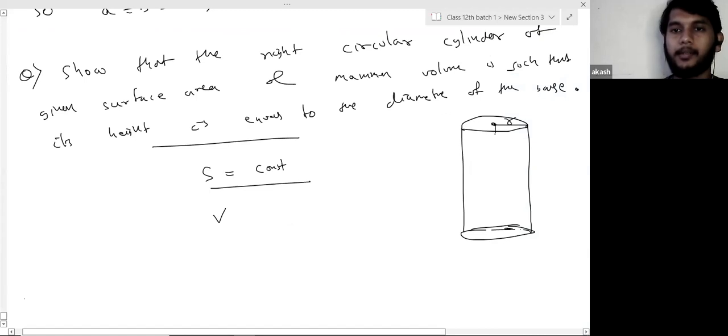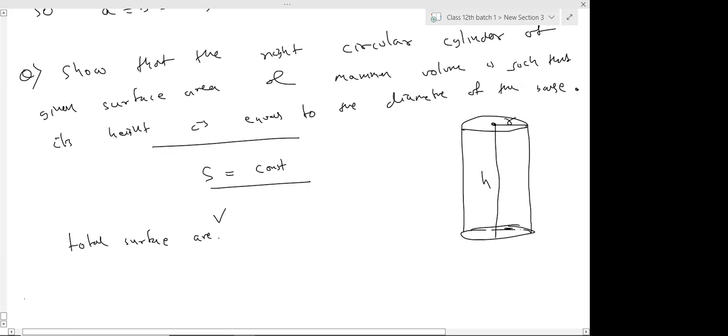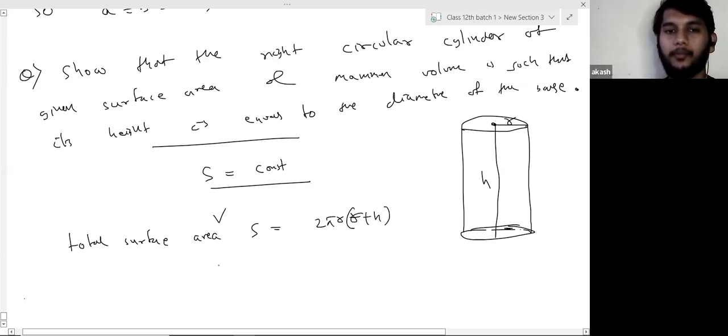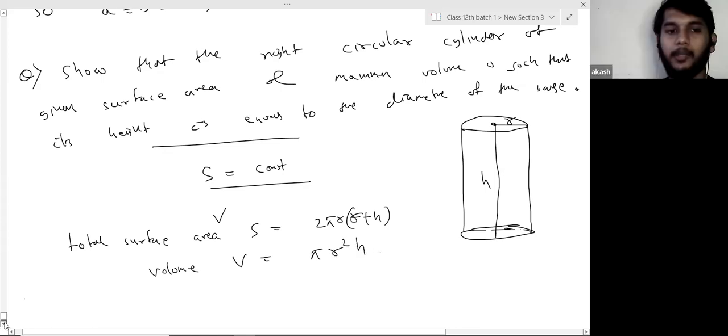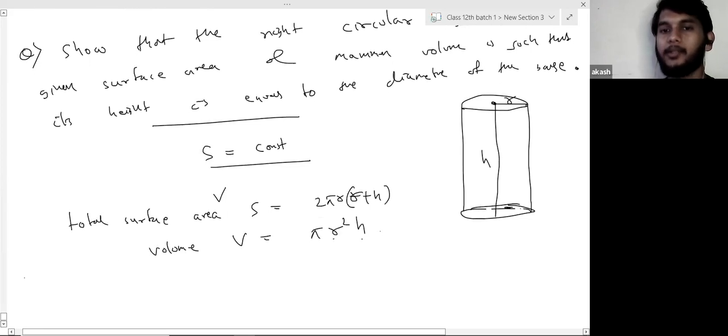This is r, this is h. All right. So who can tell me the total surface area formula? 2 pi r into r plus h. All right. So this is constant. What is the formula for volume? Pi r square h. All right. So now again we have two variables in volume, r square and h. So we have to find one variable in terms of the other from this equation and rewrite it here. So we can easily find the value of h here.